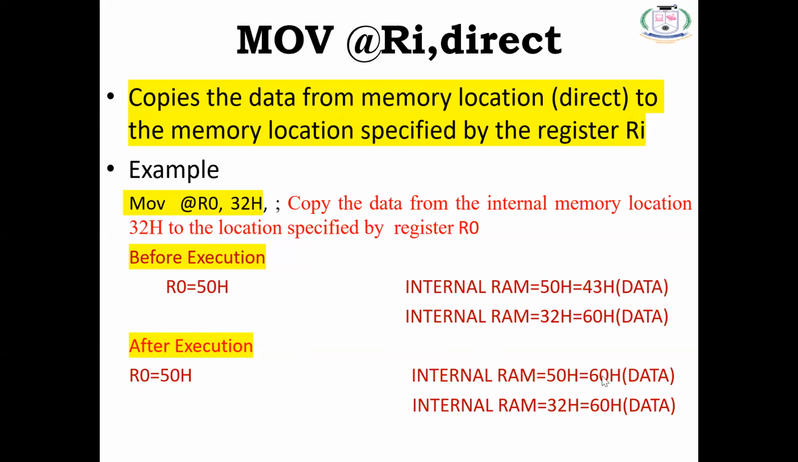"58 Nandini. 58 Nandini. Yes, ma'am. Will you explain this more? Move at RI, comma, direct. Is the screen is visible to you? Yes, ma'am. Yeah, tell me.